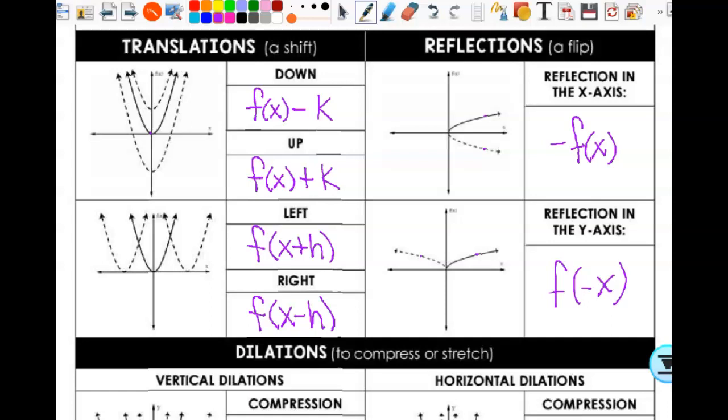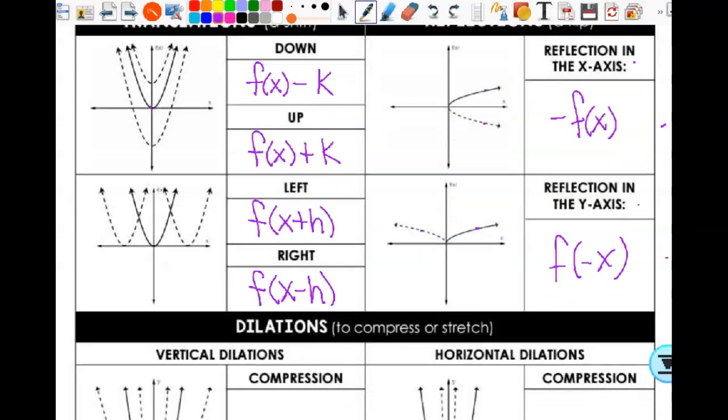This negative sign affects the y value. That makes it a reflection in x. This negative sign affects the x value. That's what makes it a reflection in the y-axis. Make sense? Because those are the questions you've got to ask yourself along the way: is whatever is happening affecting the x or the y value? And then that tells you what's happening next.